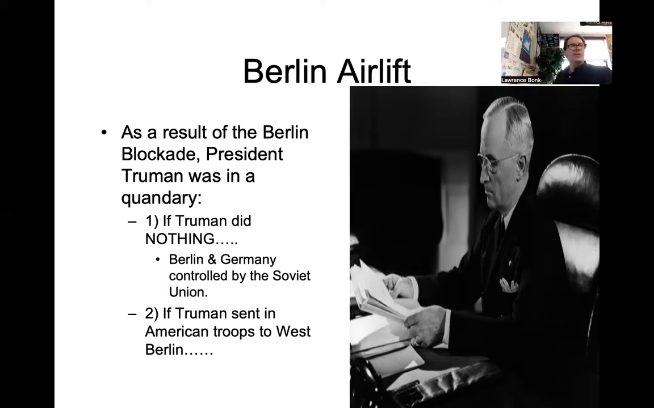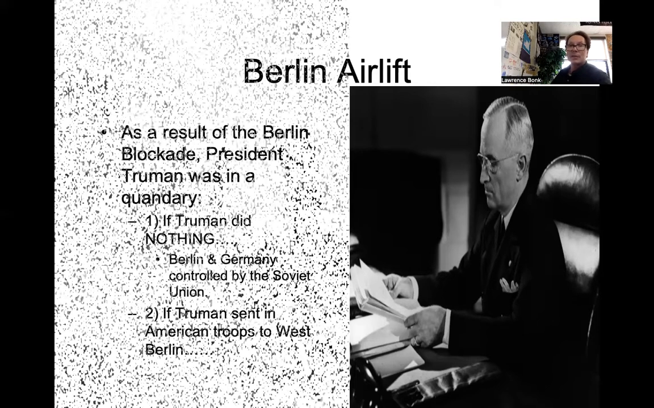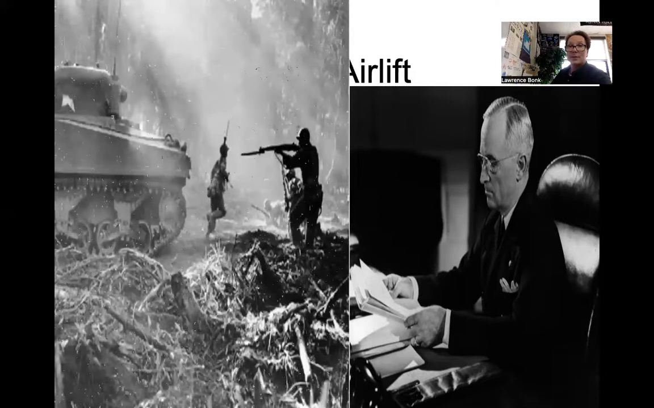On the other hand, number two, if Harry Truman says, you know what, we're sending in American troops, we're going to kick the Soviets out. If he sends troops right now to break this blockade physically in West Berlin, here's what's going to happen. Draw a line off to the side. You now have World War III.